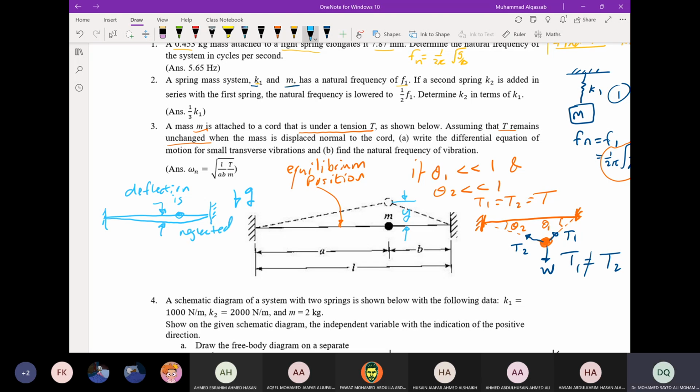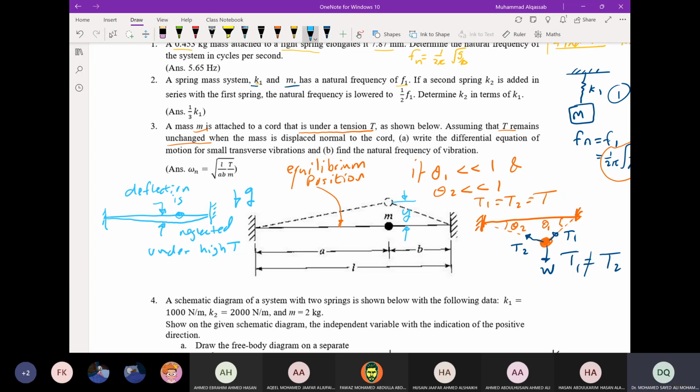Okay, this is one of the things under high tension T. If T is low, then it will sag. But if T is very high, the deflection will be very small, so you can neglect it.